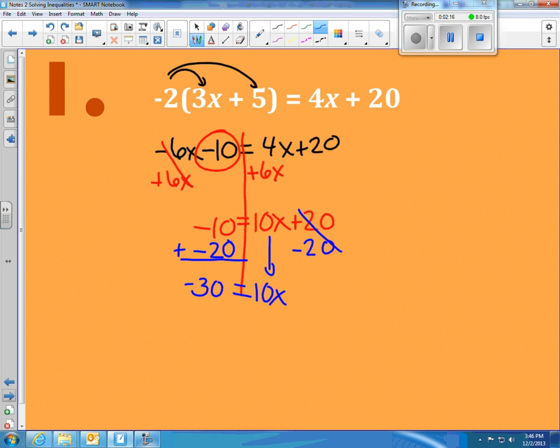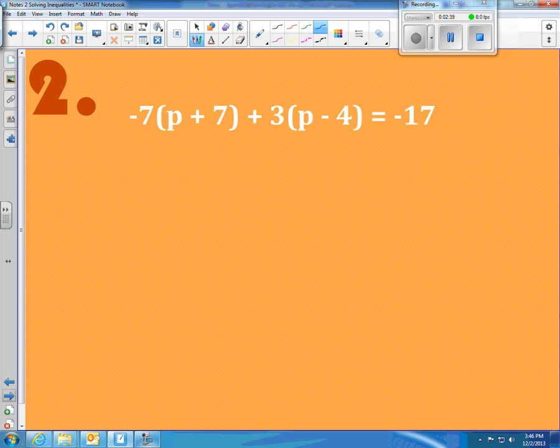All right, and step 4, use multiplication or division to cancel the coefficient. So we're going to divide by 10 on both sides. We cancel, and we get x, and negative 30 divided by 10 gives us negative 3. We can rewrite that as x equals negative 3. Either of those are going to be acceptable answers for us. All right, let's jump to problem 2.